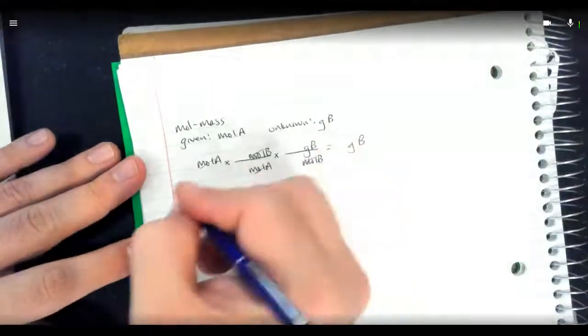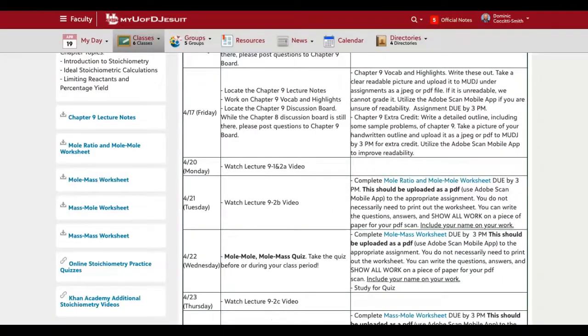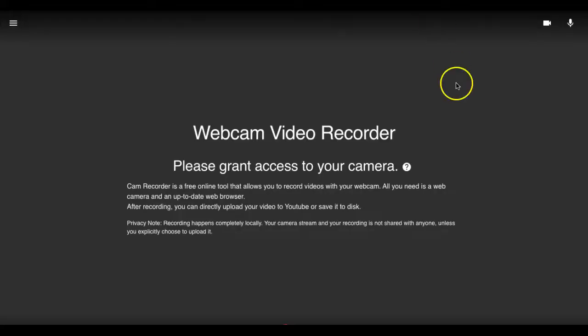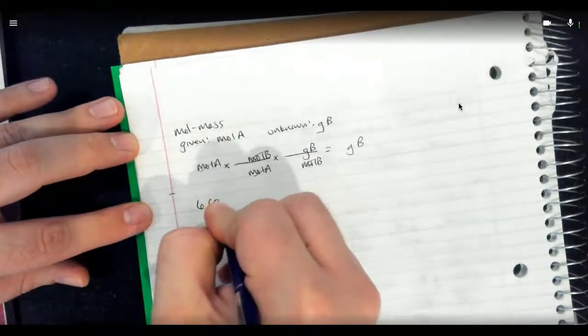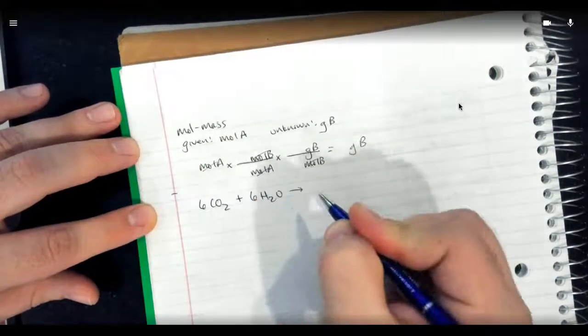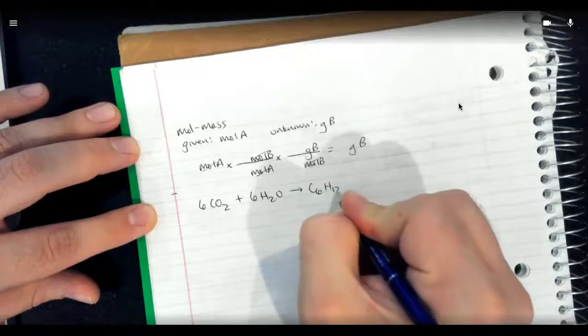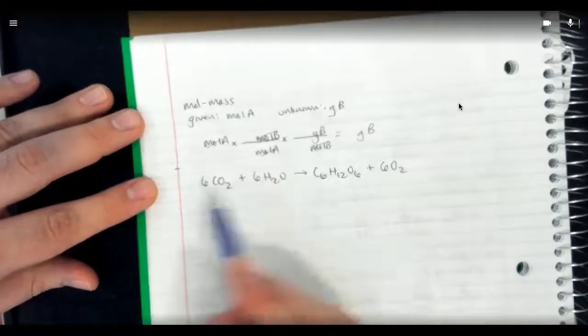So let's take a look at a sample problem. We've got the one from the lecture notes right here. What mass of glucose can be produced from a reaction using 10 moles of carbon dioxide? Just a reminder, we need to have a balanced chemical equation. The balanced chemical equation is 6CO2 plus 6H2O gives us C6H12O6 and 6 moles of oxygen. So we've got our balanced chemical equation.